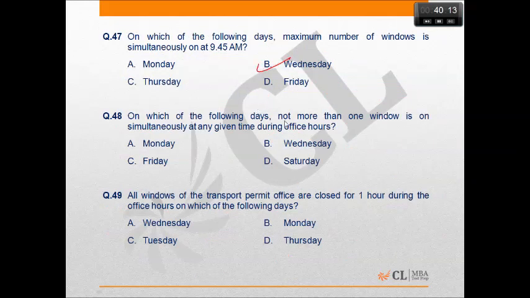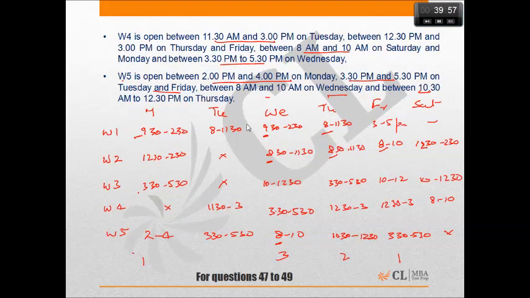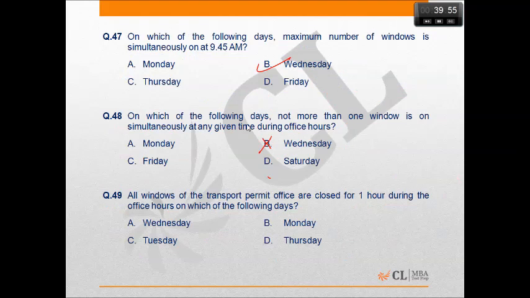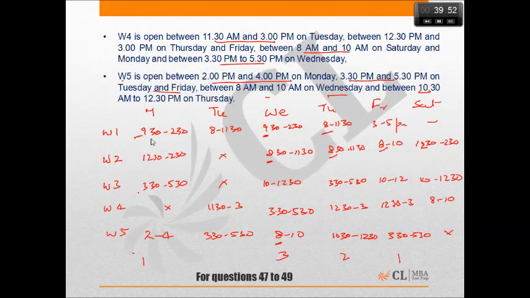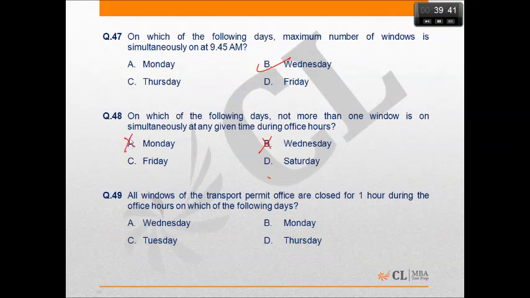On which of the following days is not more than one window open simultaneously at any given time? Wednesday cannot be the answer because at 9:45, 3 windows are open. So Monday, Friday, and Saturday is what I need to check. Monday: 9:30 to 12:30, 12:30 to 2:30, 3:30 to 5:30, and 2 to 4. W5 overlaps with these two, so Monday cannot be the answer. Friday and Saturday.